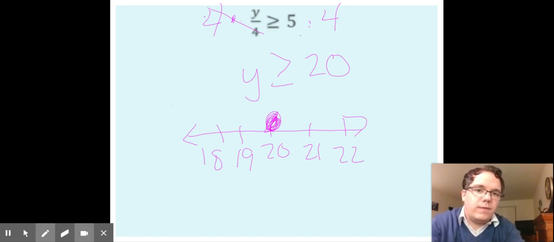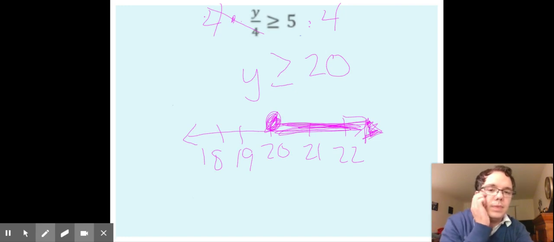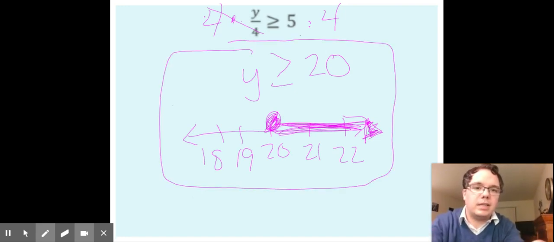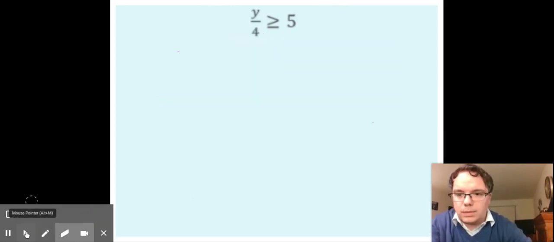So if I put in 24, 24 divided by 4 is 6. 6 is greater than 5. So 24 is on this side. So that is why we keep it the same, because if we flipped it now, it would make it untrue. So here is our answer. We multiplied by a positive number. We kept the symbol the same. We got an answer, and we graphed.